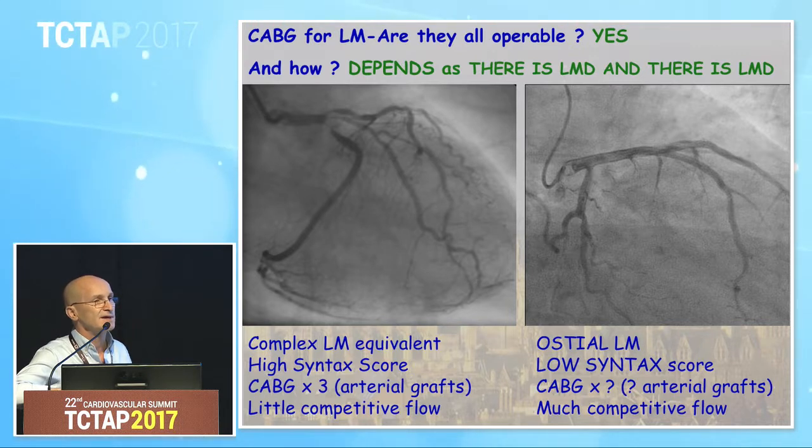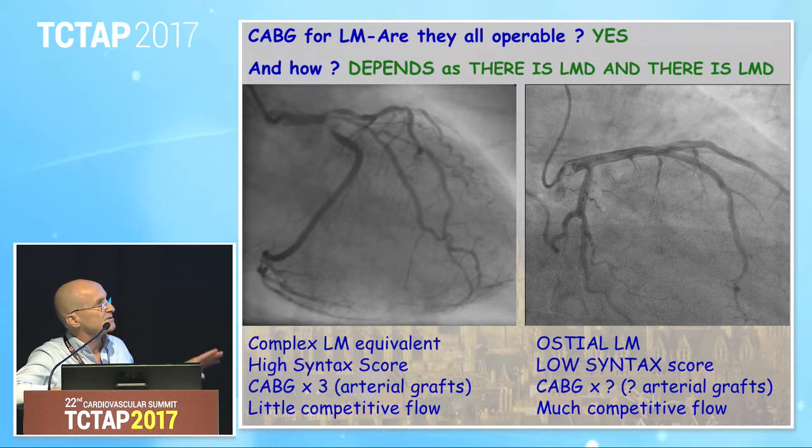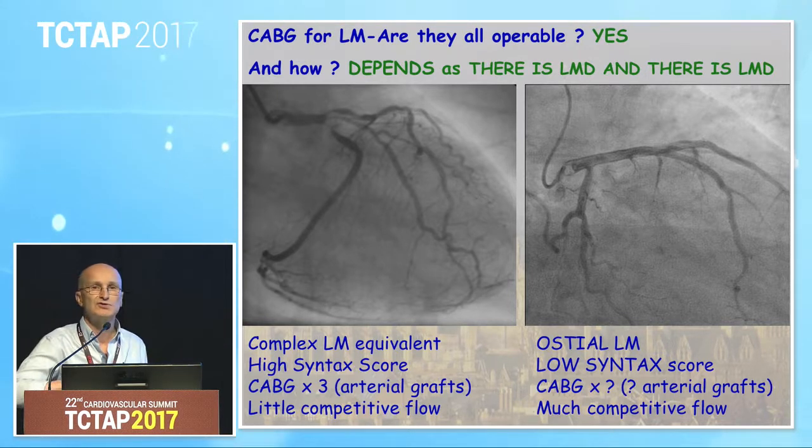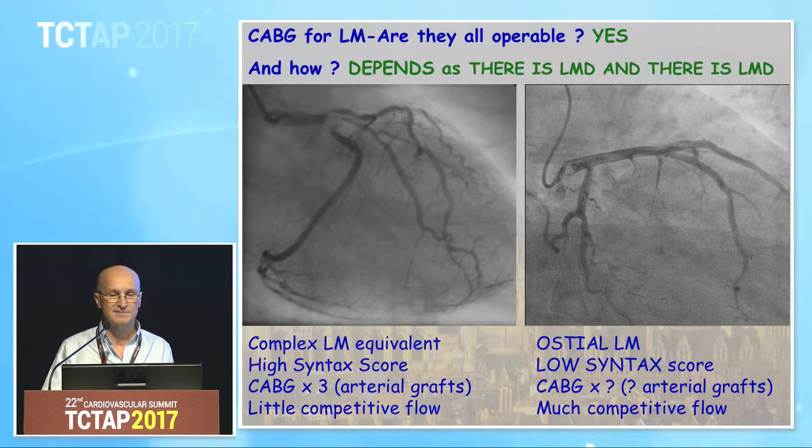Would it be a single internal mammary artery to the LAD? Would you add something to the circumflex system? Because what really worries the surgeon in this situation is the risk of competitive flow, which is damaging to arterial grafts. And a patient like this would do extremely well with PCI.